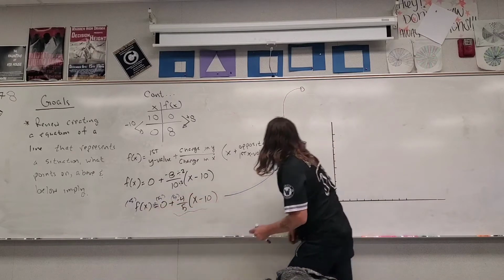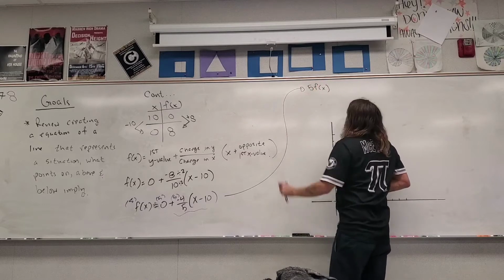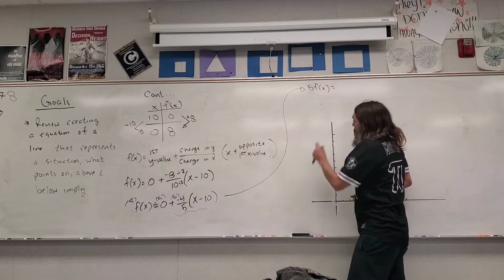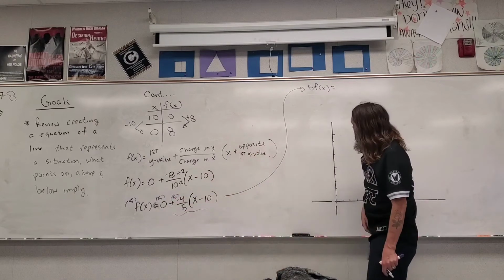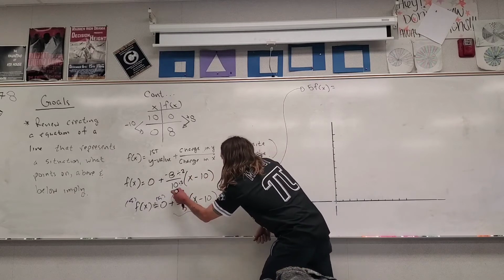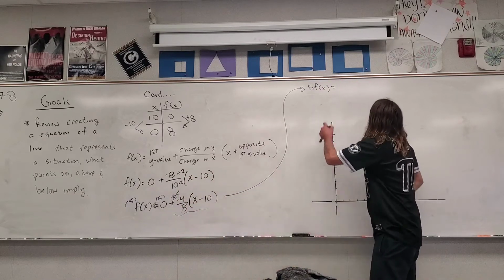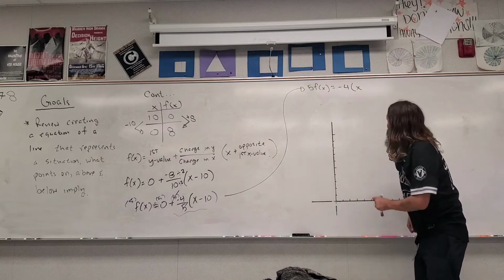So I get 5 times f of x, and that's equal to 5 times 0, that just goes away. So I'm not going to put anything there. But here I have 5 and a 5, I can cancel that out, and now I'm left with -4, parentheses, x minus 10.